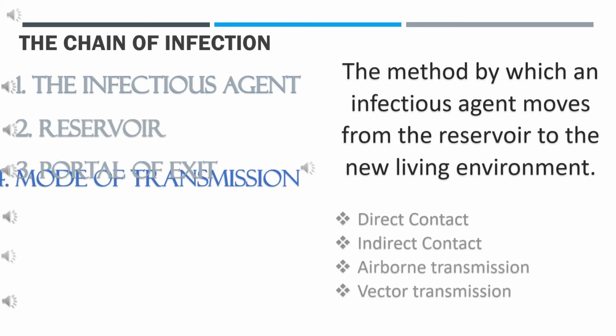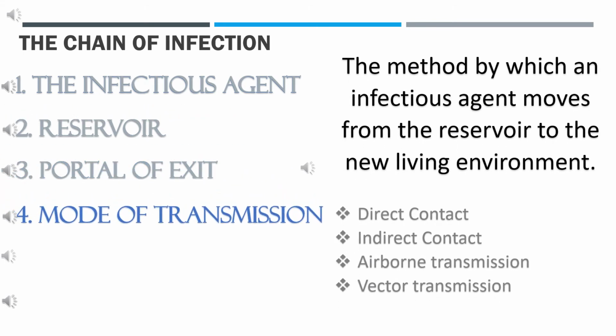The mode of transmission is the method by which an infectious agent moves from the reservoir to a new living environment. Ways this is possible are direct contact, which is person-to-person contact, indirect contact, which is person-to-object contact, airborne transmission, or vector transmission, which is contact with an animal, insect, or parasite that injects salivary fluid by biting the host, or deposits feces or eggs in a break in the skin.